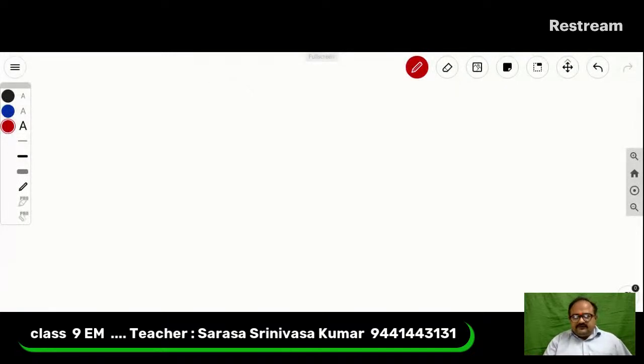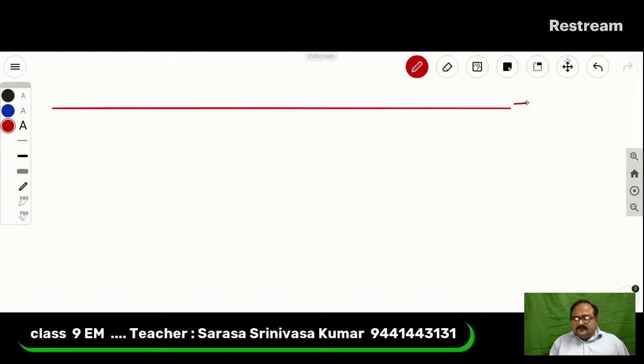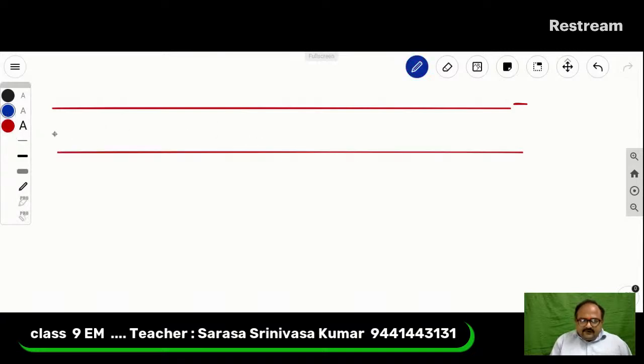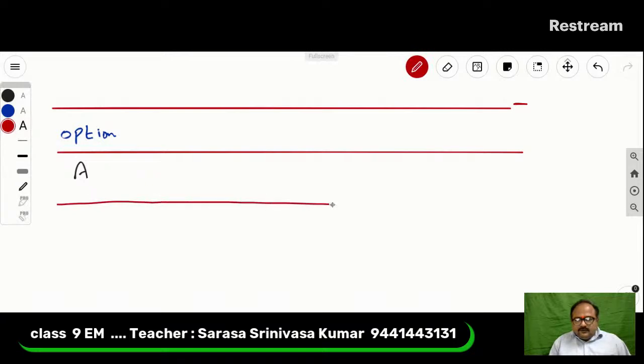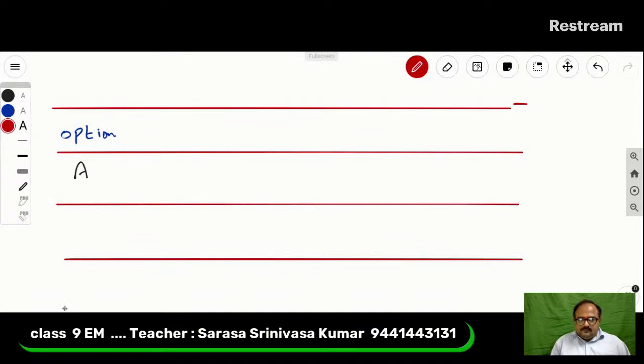We note down the first column. The first column is options. So now we are writing the steps. First one is options. Here the first one is A. Next it is option B. Next is option C.